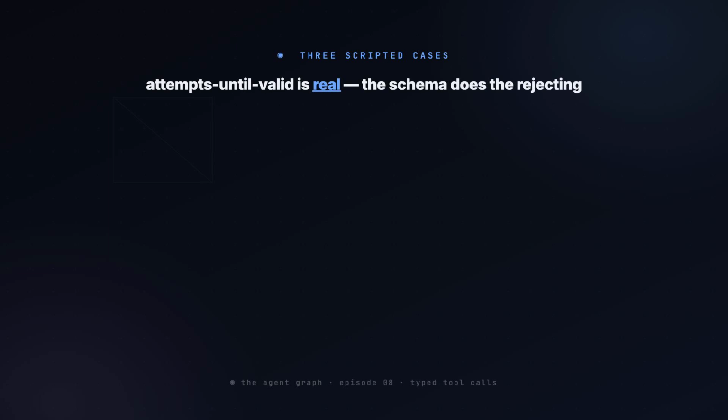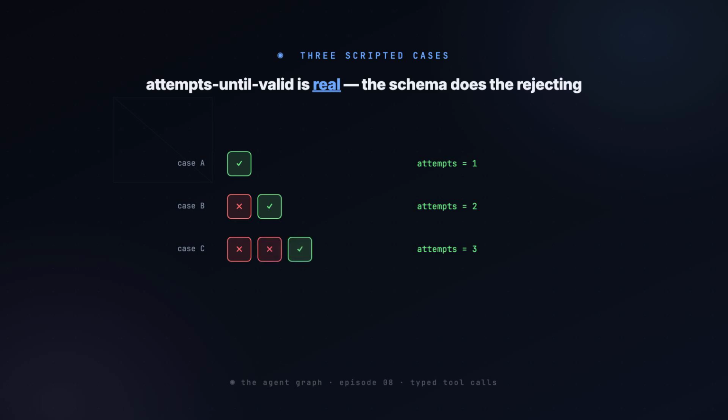We run 3 scripted cases. One model gets it right the first time. One fumbles once, then fixes it. One fumbles twice before validating. We count attempts until valid for each. And that count is the truth because the wrong turns are really being rejected by the schema, not pretended.